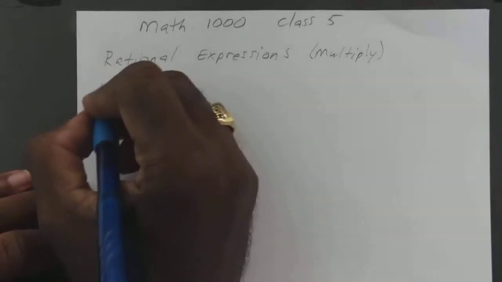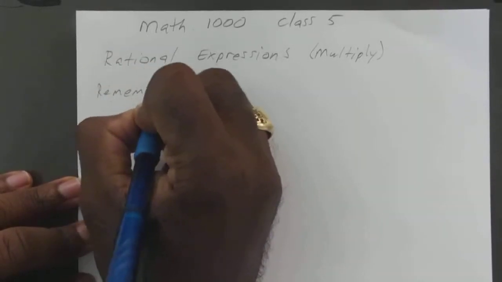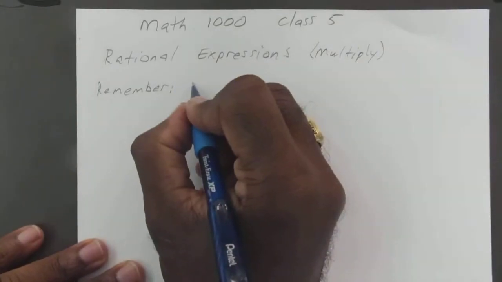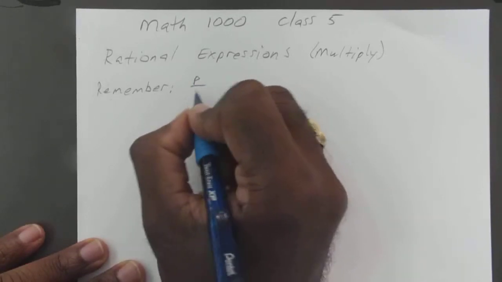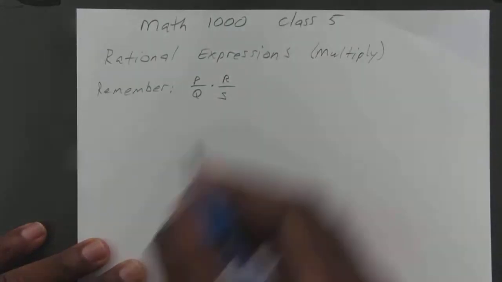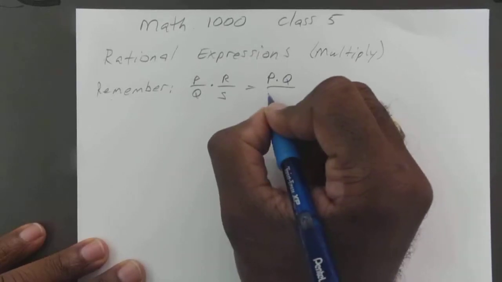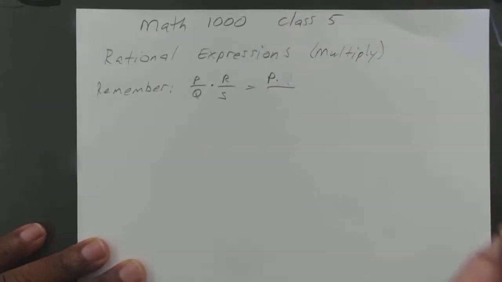Okay, so if you remember, just your basic multiplying of fractions. Let's say if you have P over Q times R over S, that would just be P times R over Q times S.